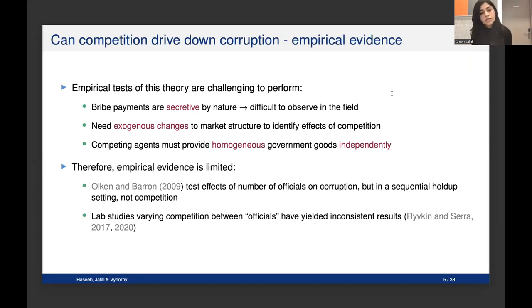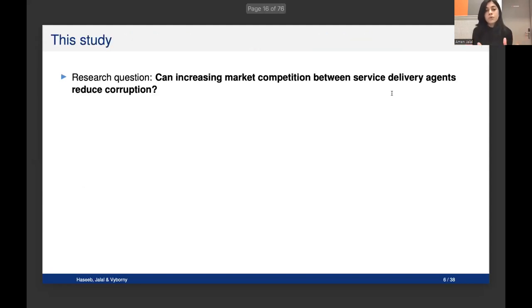And then in addition, because of the challenges of studying corruption empirically, it makes sense that most of the work that looks at competition on corruption has been in lab and field settings. This work is both new and has at the moment led to some inconsistent results. Some studies show that an increase in competition reduces corruption, and others show that competition doesn't necessarily help. So we think that we're making an important contribution in this space, where evidence is quite limited on whether increasing market competition between service delivery agents can reduce corruption.